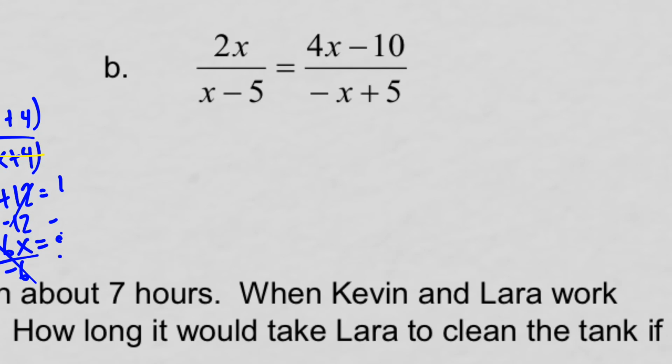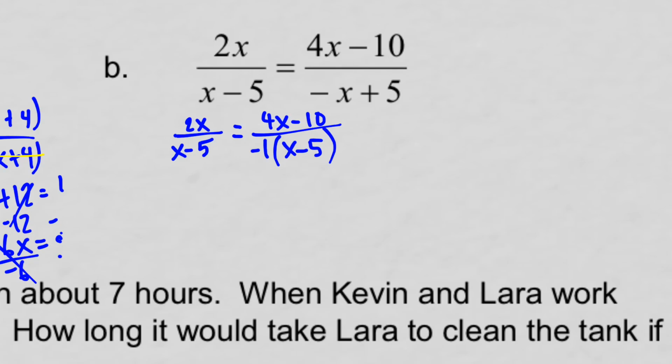Alright, let's look at B. 2x over x minus 5 equals 4x minus 10 over -x plus 5. First thing I notice is this just looks weird. If you have a negative as your first leading coefficient, go ahead and factor it out, make it a positive. Here's what I'm going to do. I'm going to rewrite this as 2x over x minus 5 equals 4x minus 10. If I factor out -1 out of this, doesn't that make it x minus 5 also? Like that. Which makes it so much easier.